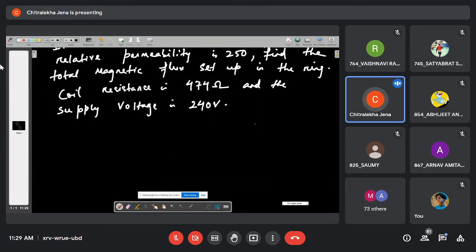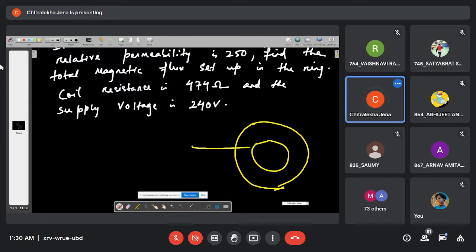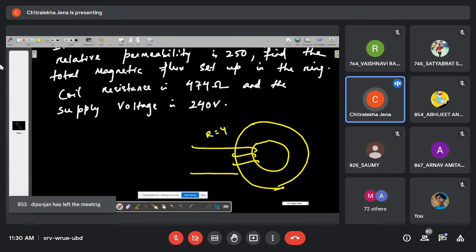Now draw the circuit. I have not read the question, you will tell me what the values are. This is an iron ring, a magnetic circuit, where there is a coil. Tell me, what is the coil resistance? 474. Very good. R is equal to 474 ohm.